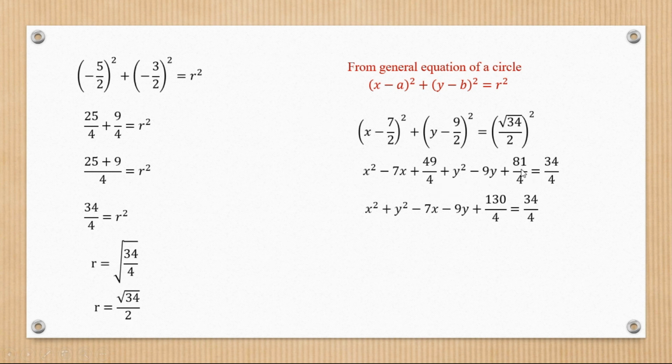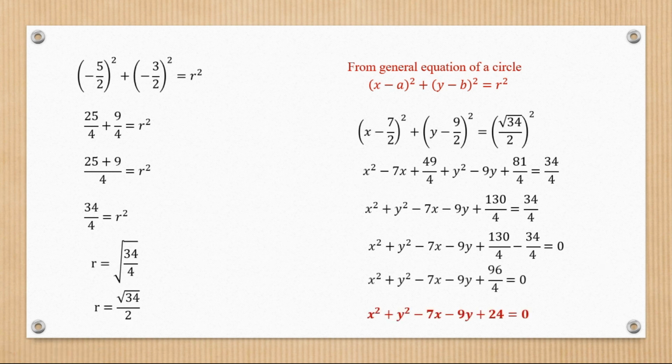So next, I can see that I can collect some terms that are like together. 49 over 4 plus 81 over 4 will give me 130 over 4, of which when I bring this to this side, I shall have this subtracting that, which shall give me 96 over 4, which is equal to 24. So the equation of the circle shall be x squared plus y squared minus 7x minus 9y plus 24 is equal to 0, and that is the answer they wanted.